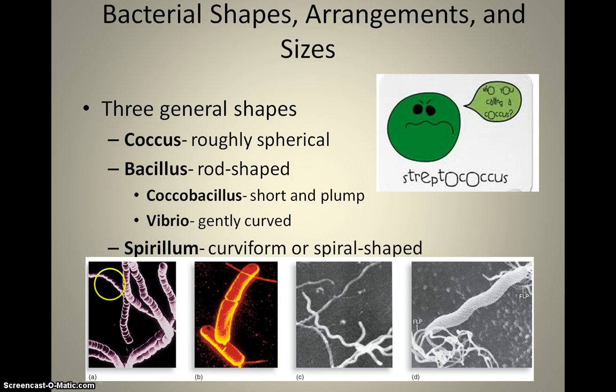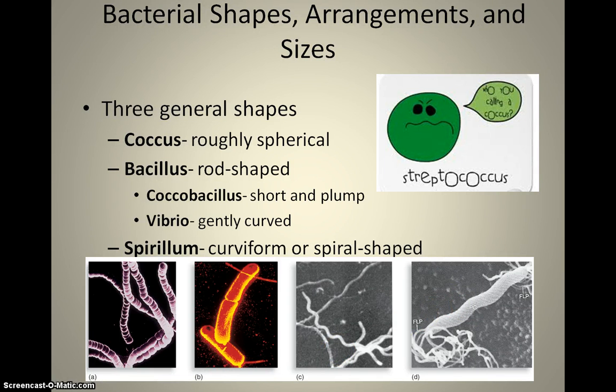So if you look under here, you can see that this is a coccus. It's a round sphere. This is a chain of them all together. Here is a rod shape. This is a good bacillus. These are two connected here, but this is one individual cell and another individual cell. And then these are spirillum here. So they look like corkscrews or spirals.